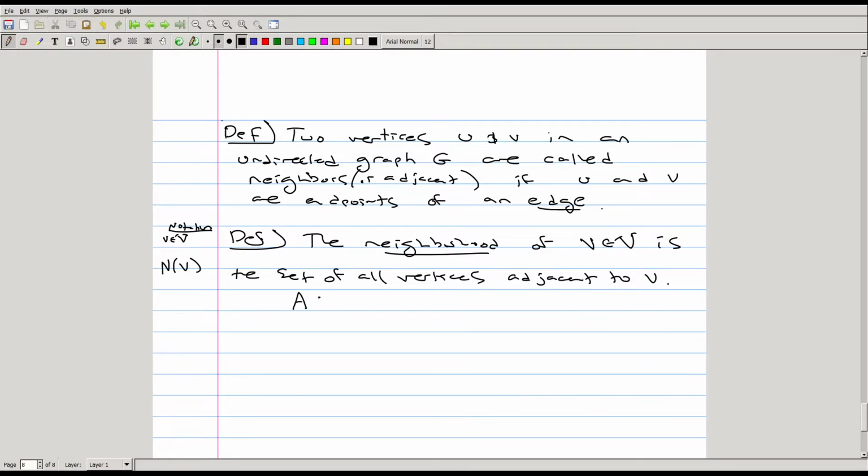And this can be written in set theory directly. If A is a subset of the vertex set, the set of all vertices, we can also define the neighborhood of A to be the union of the neighborhood of all vertices in set A, all of their neighborhoods.